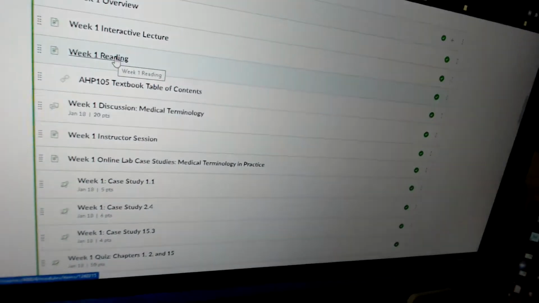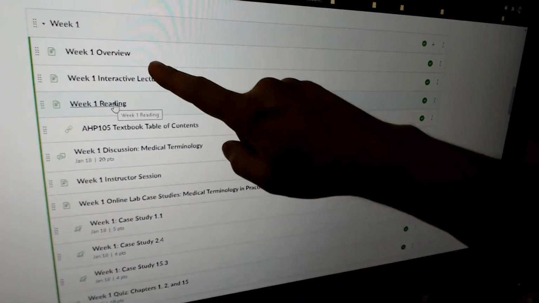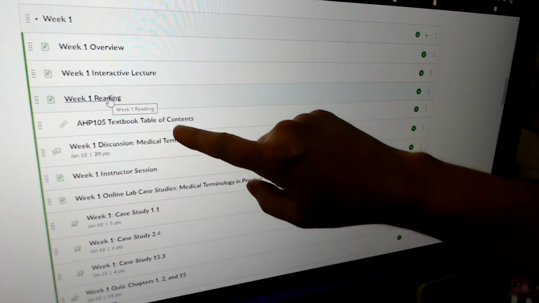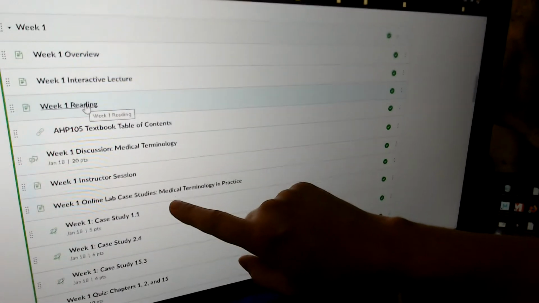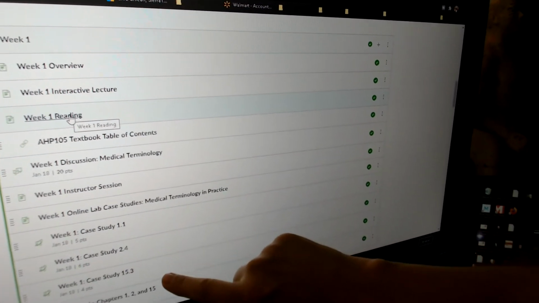We're only going to do this about 10-15 minutes, and this is the easiest way to do it. Here we got, I am on Canvas right now. I'll show you the screen that I'm looking at. This is what I'm looking at right there. It has at the top week 1 overview, interactive lecture, reading, textbook contents, discussion. We'll go over that. Instructor section, lab, case studies, and chapter quiz. So those are the things you're going to have to do each week.